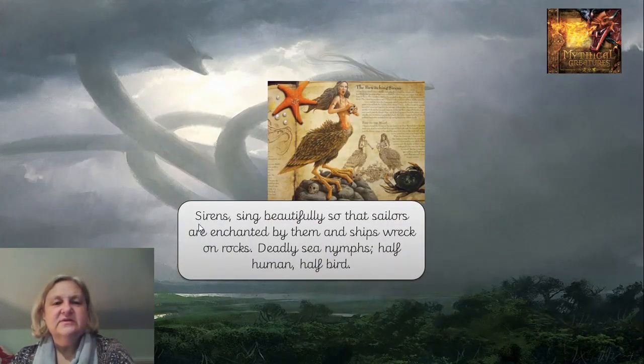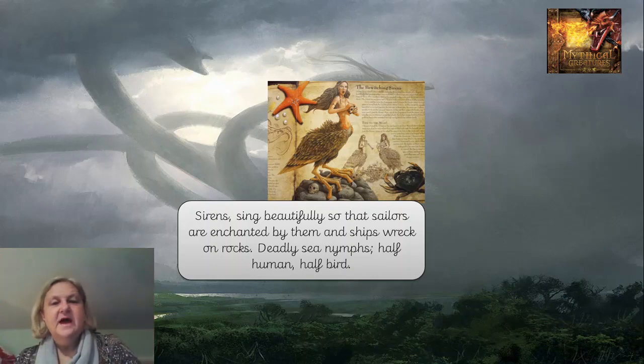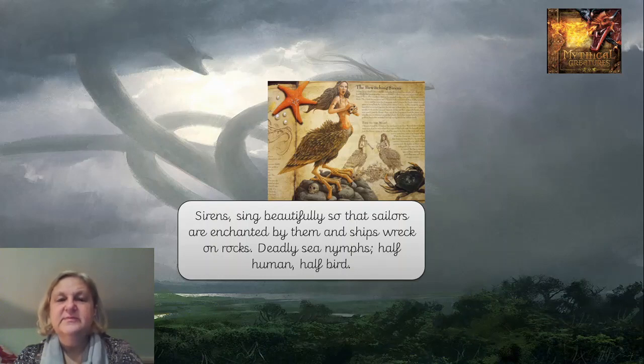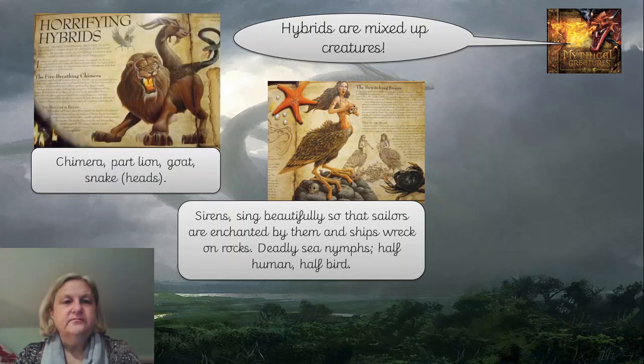So sirens sing beautifully, so that sailors are enchanted by them and they wreck their ships. So they come over to where the sounds are, and then they get wrecked, and then they stay with the siren forever. They are deadly. They're sea nymphs, and they're half human, half bird. And they have the bottom part of a bird this time, rather than the head and the claws. Not the claws, the beak and the head of no wings. Oh, are there wings? Oh yes, there are. She's got wings at the bottom there. They're very mixed up. They're called hybrids, and we've just talked about that one, which is great.